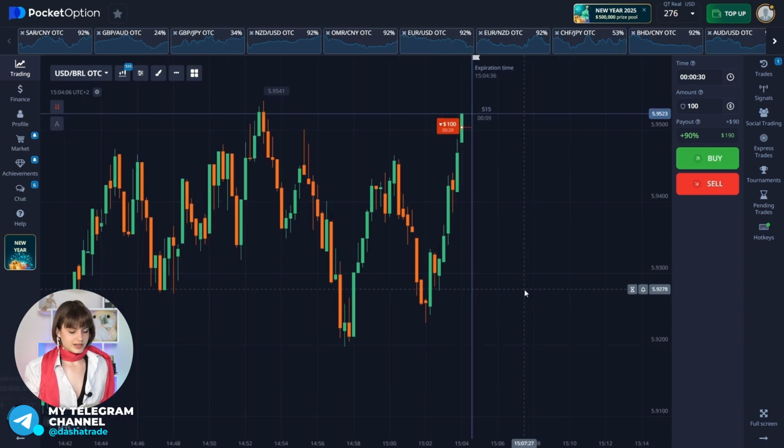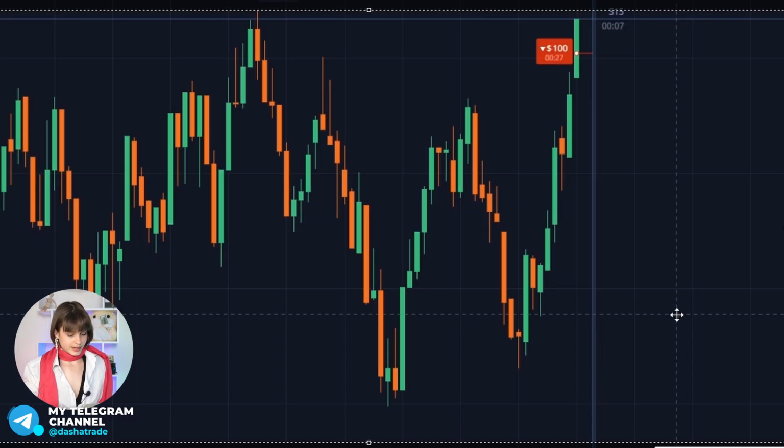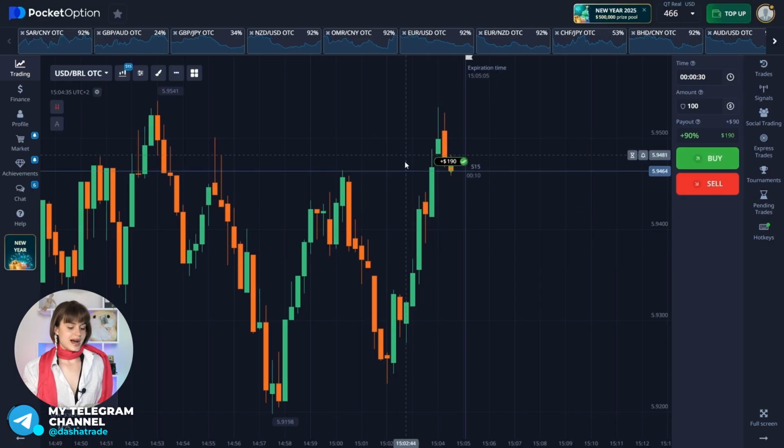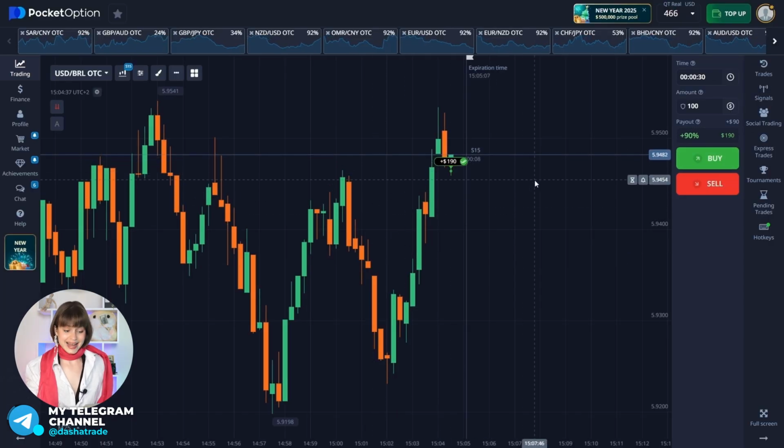So I opened the 30-second sell deal. In this situation, I see the price approaching this resistance level. I expect a rollback movement from it since the approach was extremely fast and sharp. Accordingly, I expect the price will go down to buy off this movement. And I've got a profit. Once again, my balance is already $466.